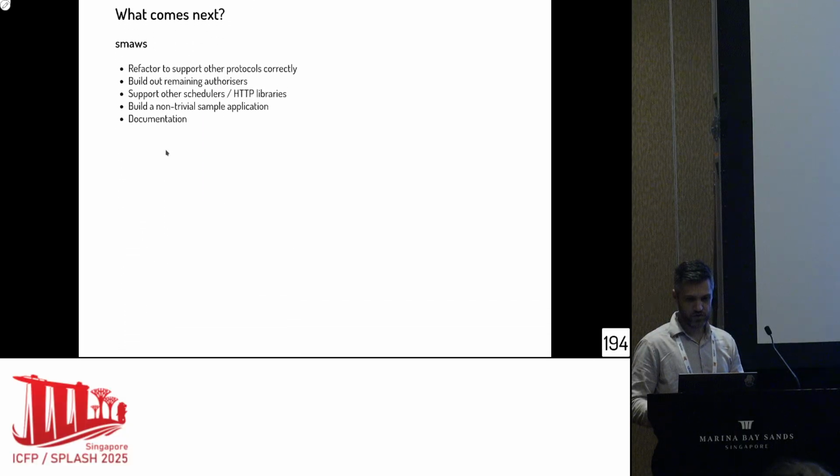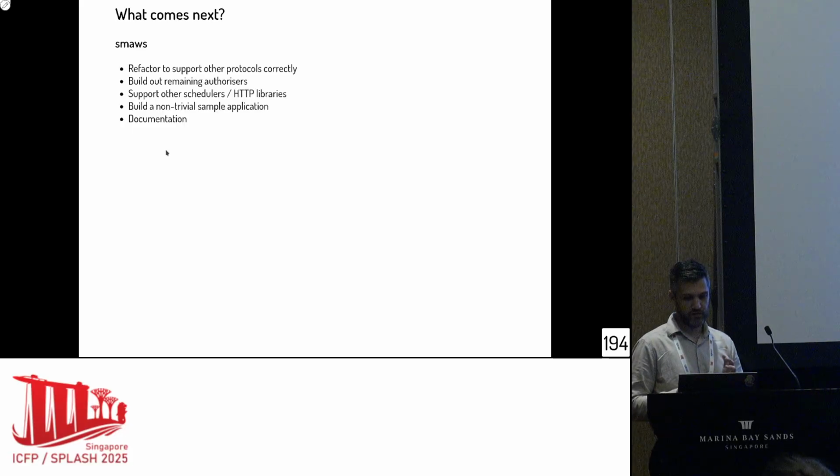There's also the question of what comes next. I'd like to expand the protocol to support, as I mentioned, other authorizers as well. At the moment, we just have a very basic authorizer that uses IAM access keys, which is not the most secure, but it's enough for using AWS Lambda.